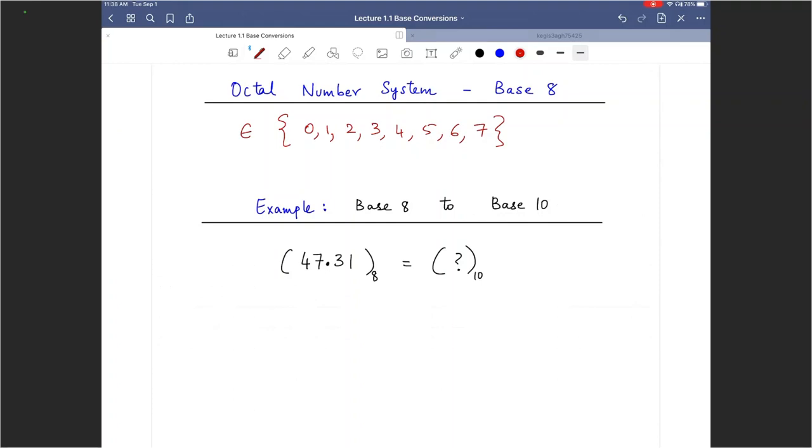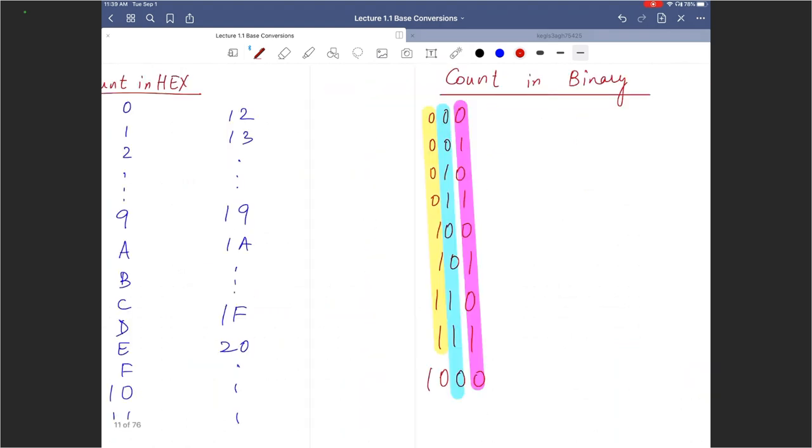So I'm going to do right here. 4 times 8 to the 0, plus 7 times 8 to the 0, 3 times 8 to the negative 1, 1 times 8 to the negative 2. What is that equal? Let me just do this calculation in my head here. I think it is 39.390625 in decimal number system. All right, you can check my math later. Okay. So increasing powers of 8, right? Let's move on. We did the counting exercise.